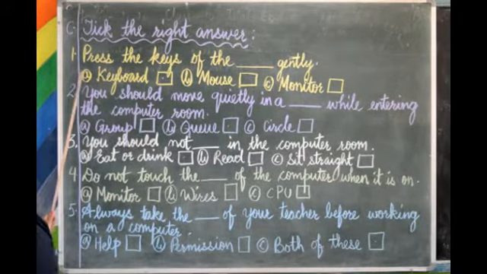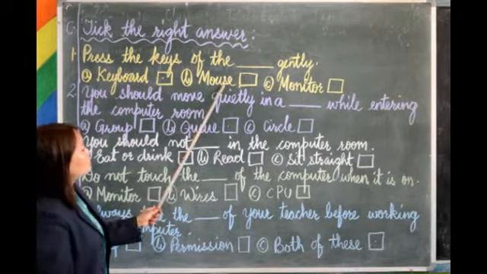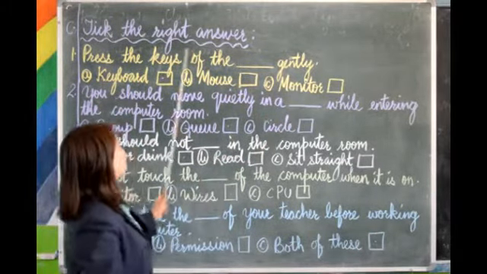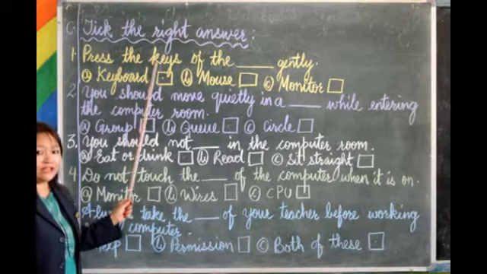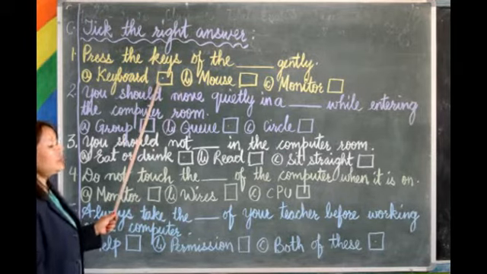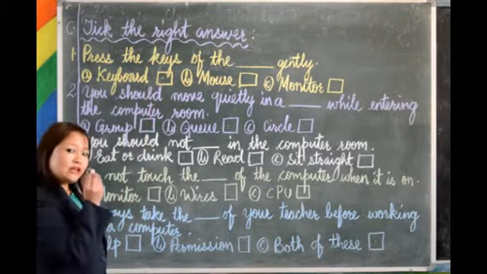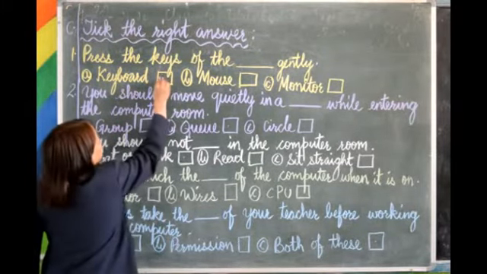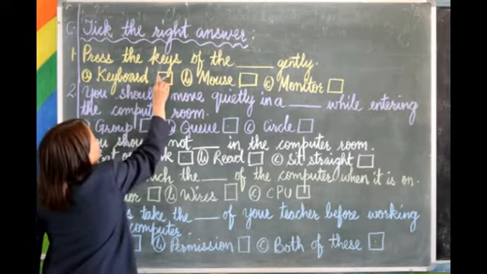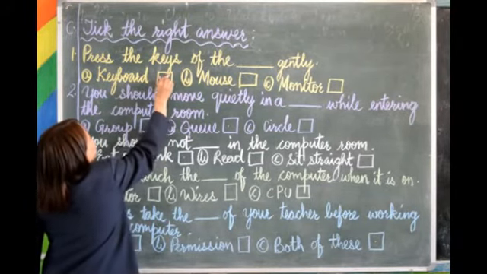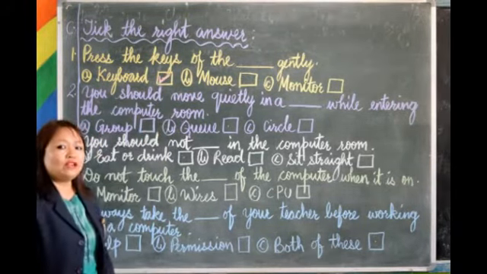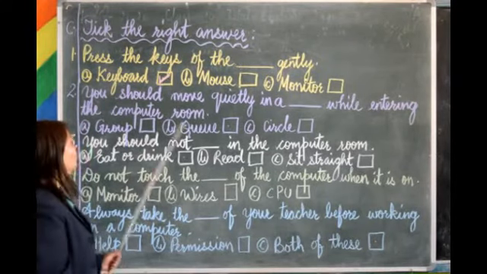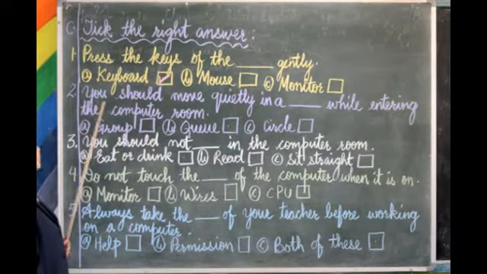Your options are A, keyboard, B, mouse, C, monitor. So we are talking about keys and your answer is keyboard. Take a pencil and along with me, tick the right answer. And keyboard is the right answer, okay? Have you finished? Very good.